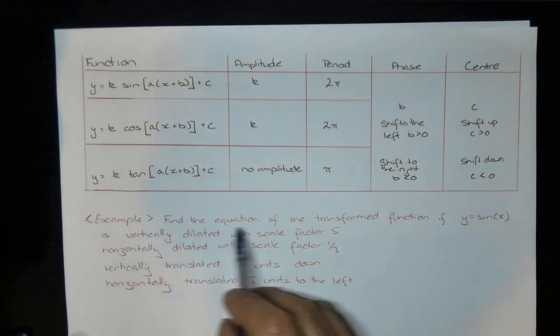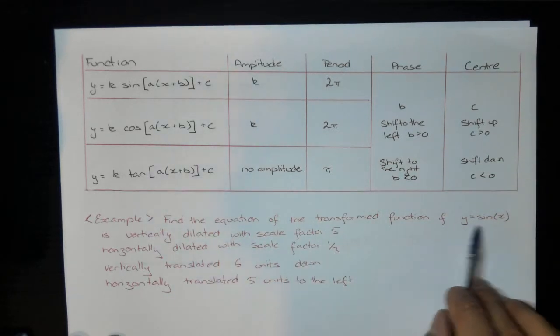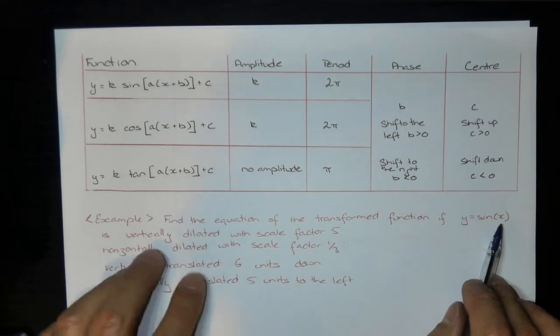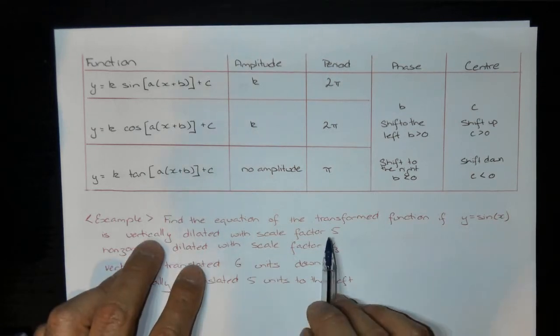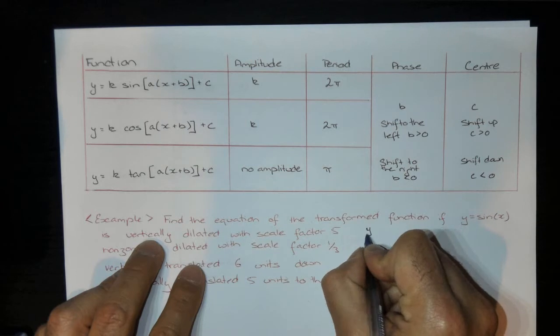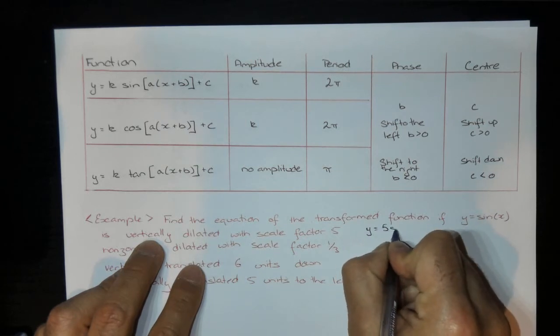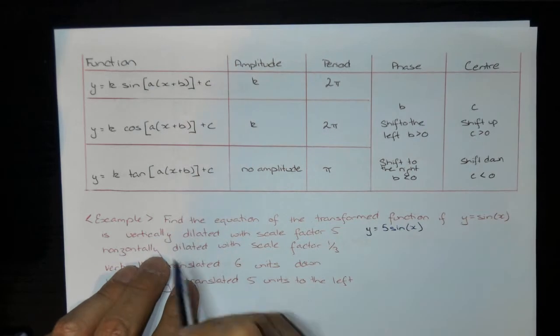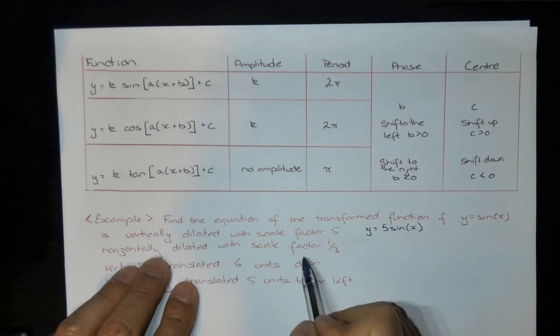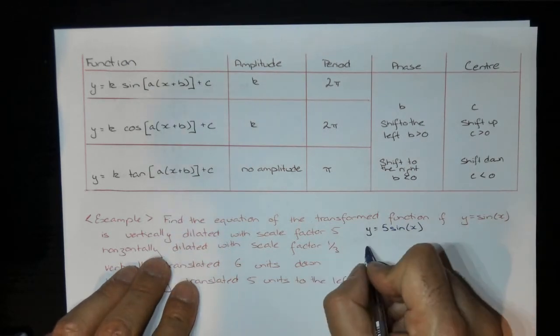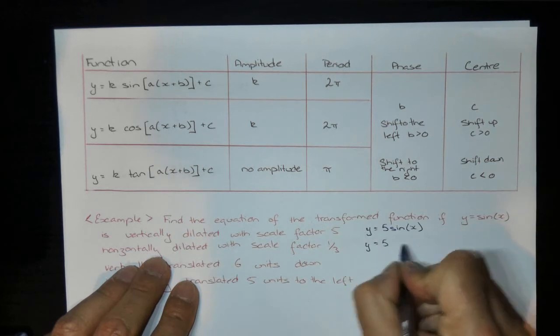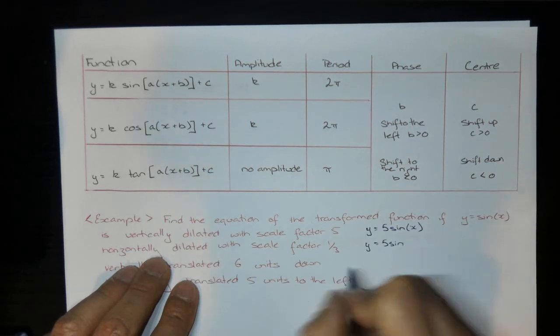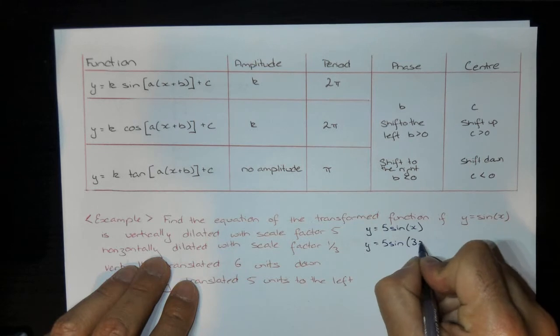Alright, so we want to find the equation of the transformed function of y equals sine of x. If it's dilated with a scale factor of 5, you're going to get y equals 5 sine x. Now we want to horizontally dilate it with a scale factor of a third. You're going to get y equals 5 sine 3x.